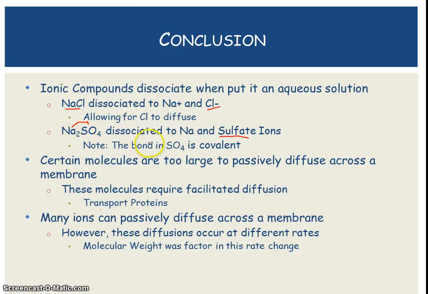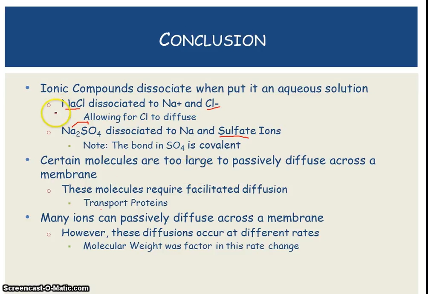Sodium sulfate dissociated into sodium and sulfate ions. Note here that the bonds between this sulfur and the 4 oxygens are covalent. Ionic compounds dissociate when put into an aqueous solution. These are covalent bonds.